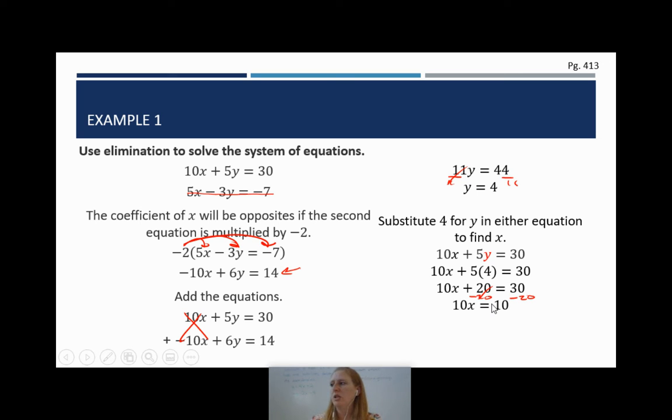And then this is pretty easy. We divide both sides by 10. 10 divided by 10 is 1. We get x equals 1. Don't forget to write your answer as an ordered pair. My x-coordinate is 1. My y-coordinate is 4. So the solution is (1, 4). Yay. Good job, us.